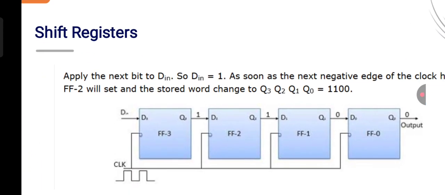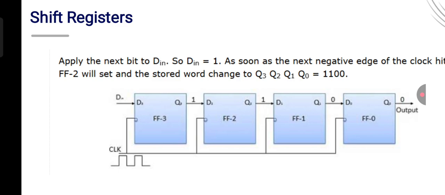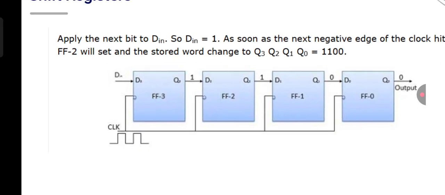Next, the next input is D1 is 1. Now apply the clock. The next negative edge of the clock pulse, F of 2 will set and store the data, so Q2 is 1, Q3 is 1 and Q2 is 1, remaining Q1 is 0. So, the output of the first flip flop is shifted to the next flip flop.